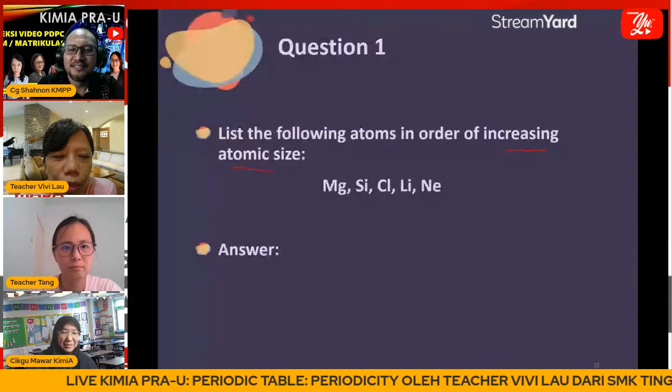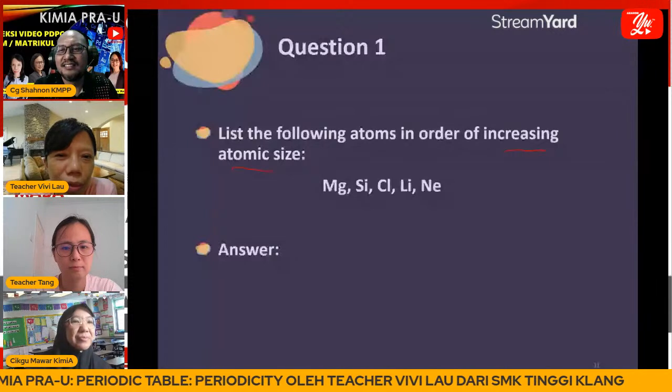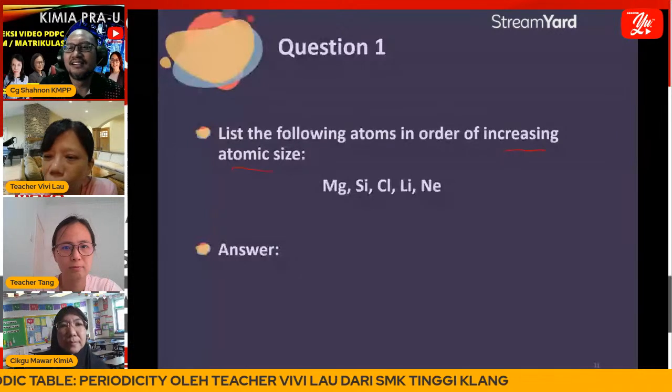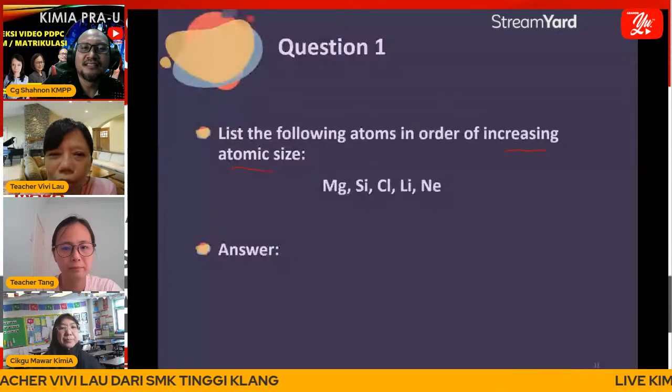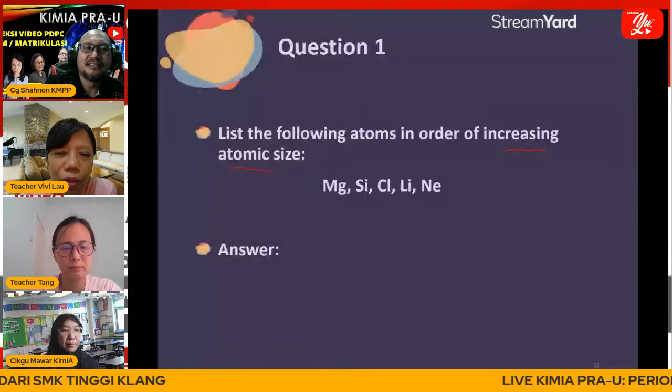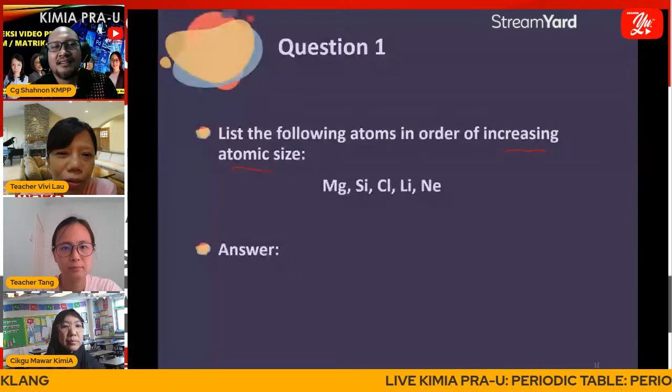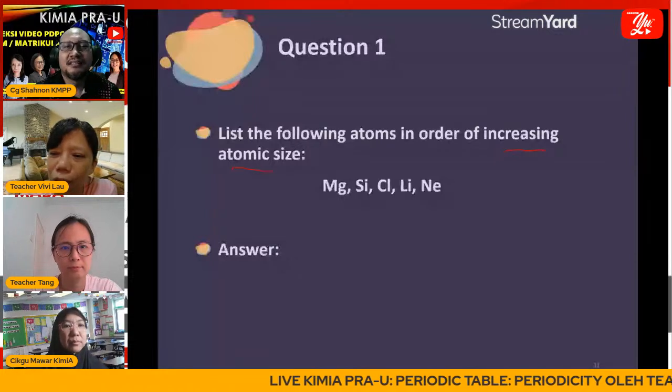So first you see whether they are in the same period. If it is the same period, across the period the atomic size decreases. If it is a different period, meaning going down the group, the atomic size increases.